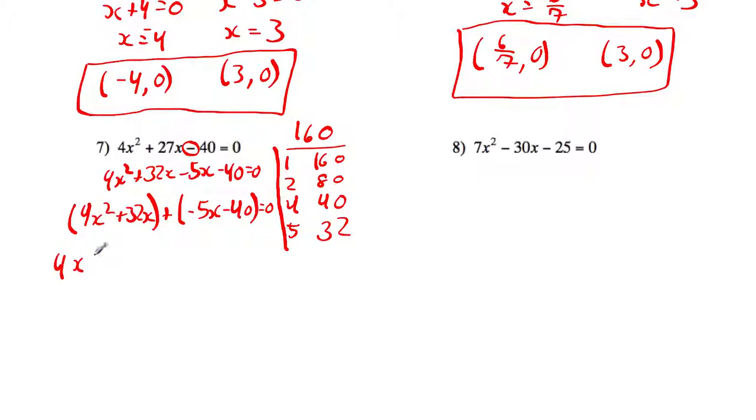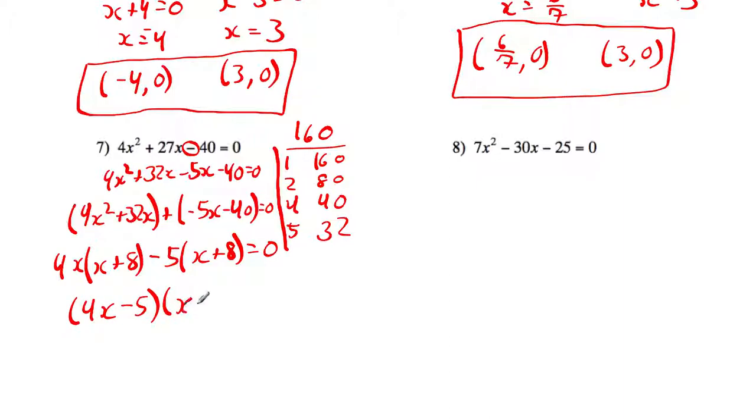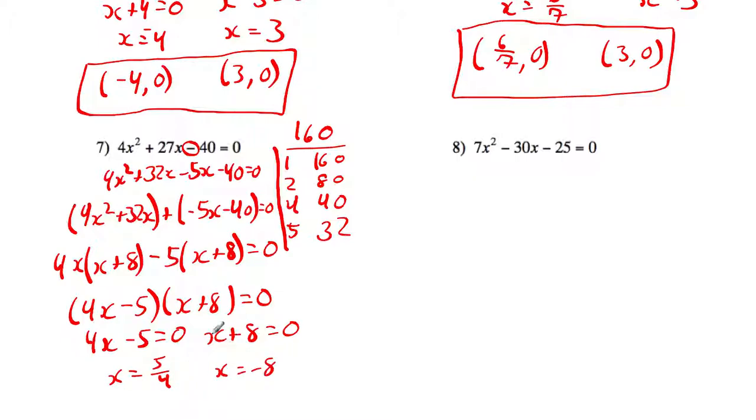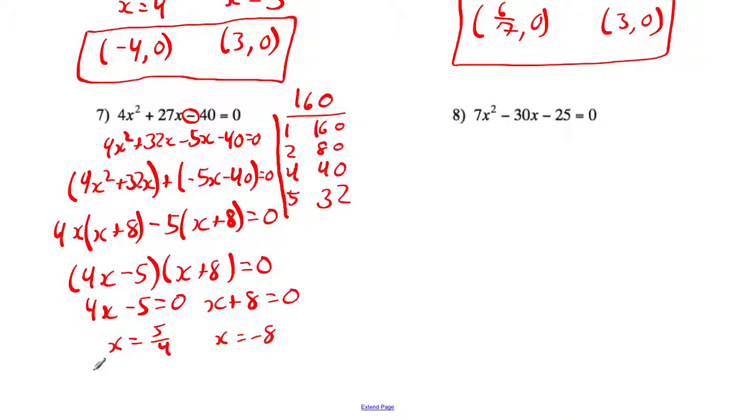So when I factor out my greatest common factor here, I get 4x, and that leaves me with x plus 8. Here, now I can factor out a negative, so I can do a negative 5, and that leaves me with another x plus 8. So my answer is 4x minus 5 times x plus 8 equals 0. Set these respective factors equal to 0. And so I'm going to get x is equal to 5/4, x is equal to negative 8. And just continuing down, if I want to write these as x-intercepts, I'm going to get 5/4, 0, and negative 8, 0.